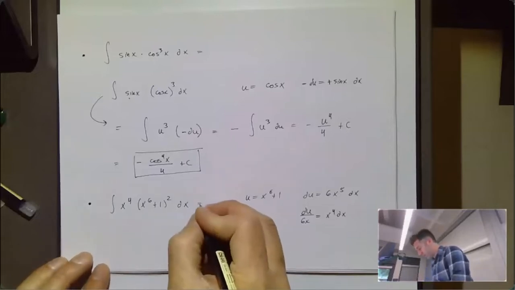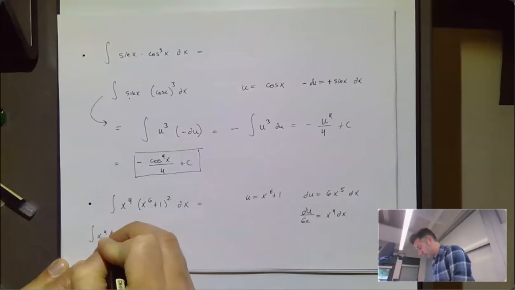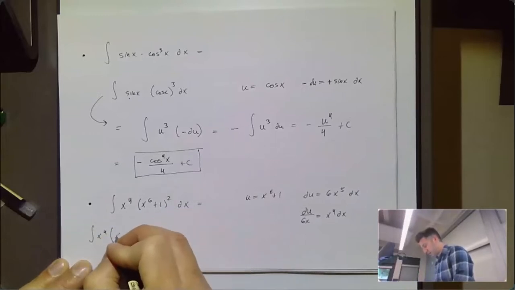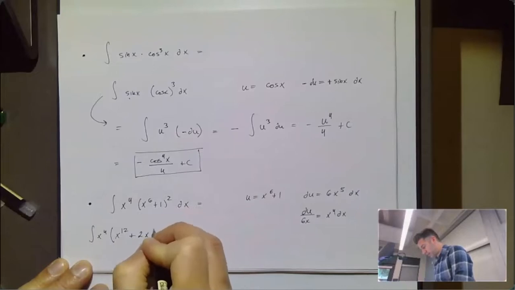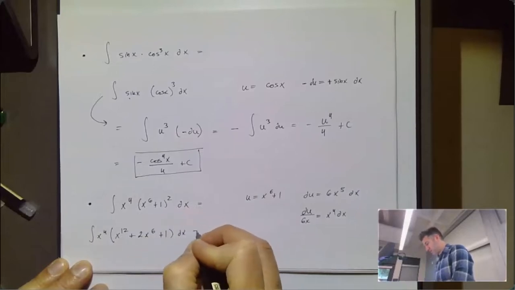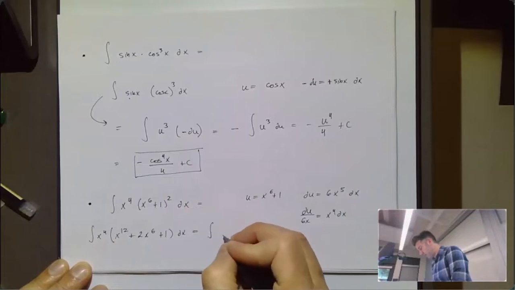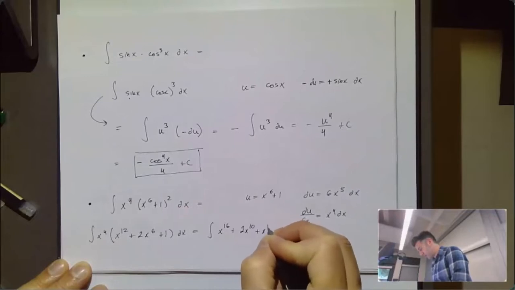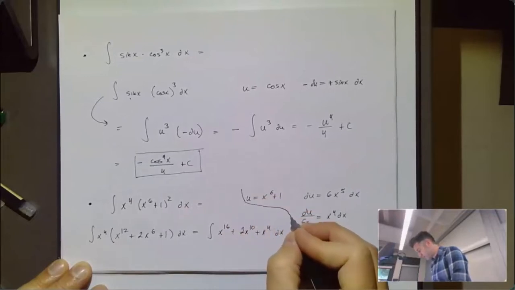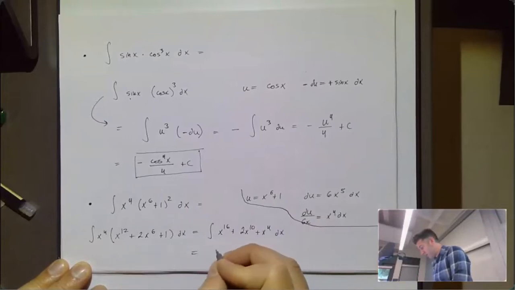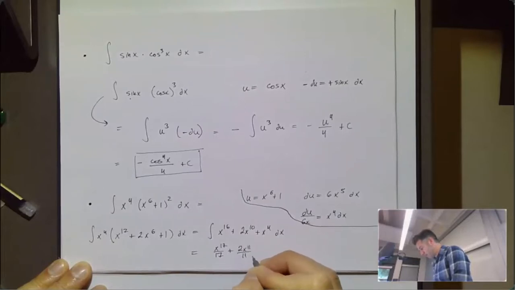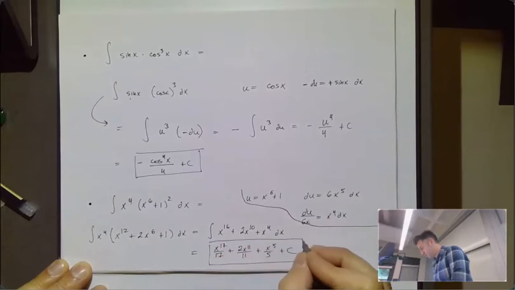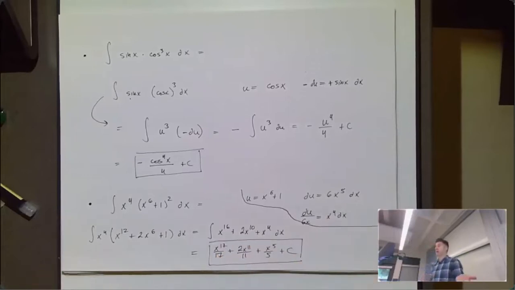So we're going to rewrite this as the integral of x to the 4th times x to the 6th plus 1 squared, which is x to the 12th plus 2x to the 6th plus 1. And then if we distribute the x to the 4th, we're going to get the integral of x to the 16th plus 2x to the 10th plus x to the 4th. And then if we anti-differentiate, we're going to get x to the 17th over 17 plus 2x to the 11th over 11 plus x to the 5th over 5 plus c. So sometimes something might look like it could be a u-sub, but it's not.